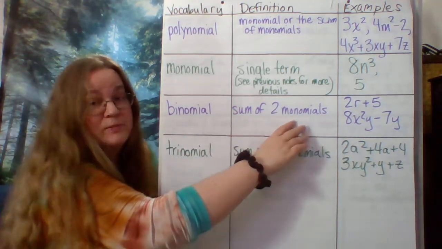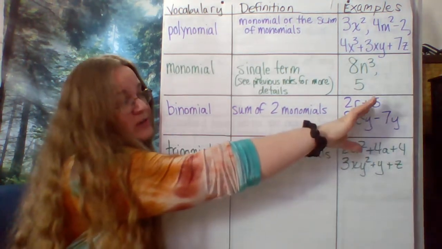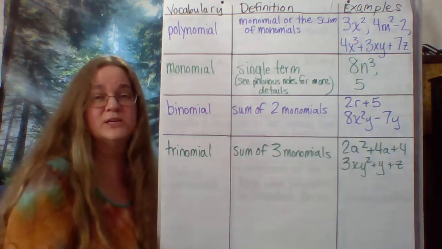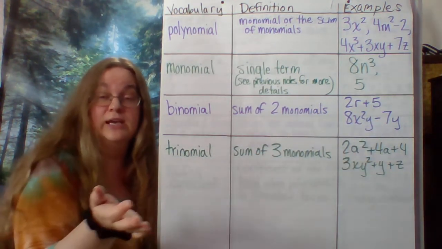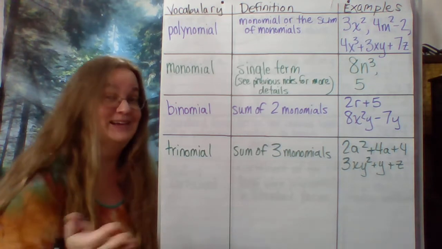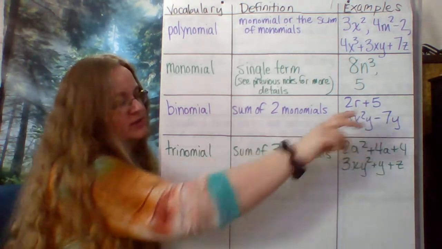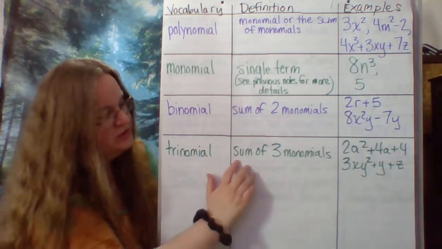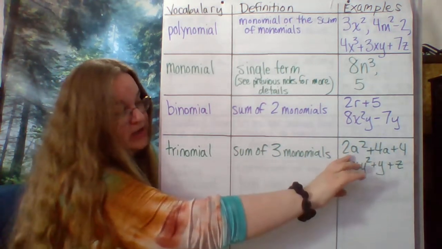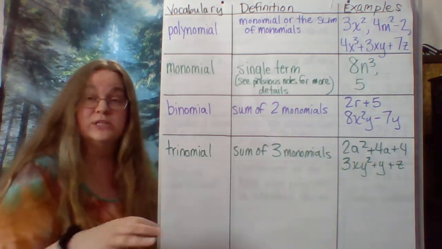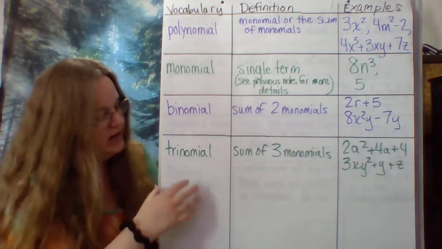Binomial is the sum of two monomials. So it can be a plus sign or a minus sign because remember, subtracting a positive number is the same as adding a negative number. So this is also considered a binomial. Trinomials are the sum of three monomials. So again, you can see the examples where it's three terms that are added together.